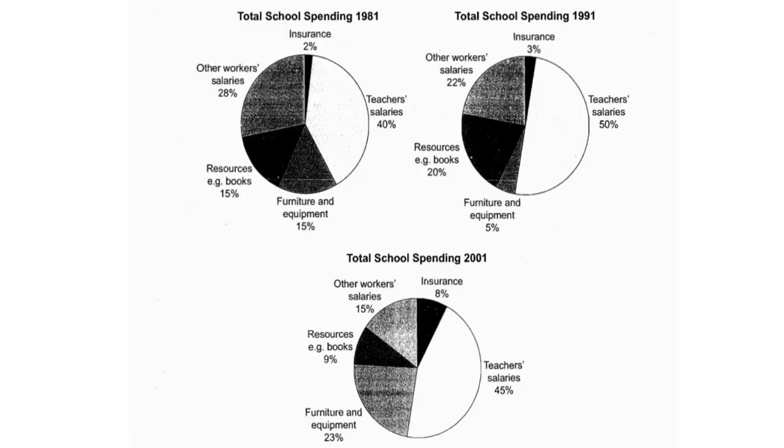Also, you have a look at the data. Here are the 3 pie charts. One consists of total school spending in 1981, the other consists of total school spending in 1991, and the last one contains total school spending in 2001. So just take a minute to look at it and understand it quickly. Okay, so you understood the data as well as the question.